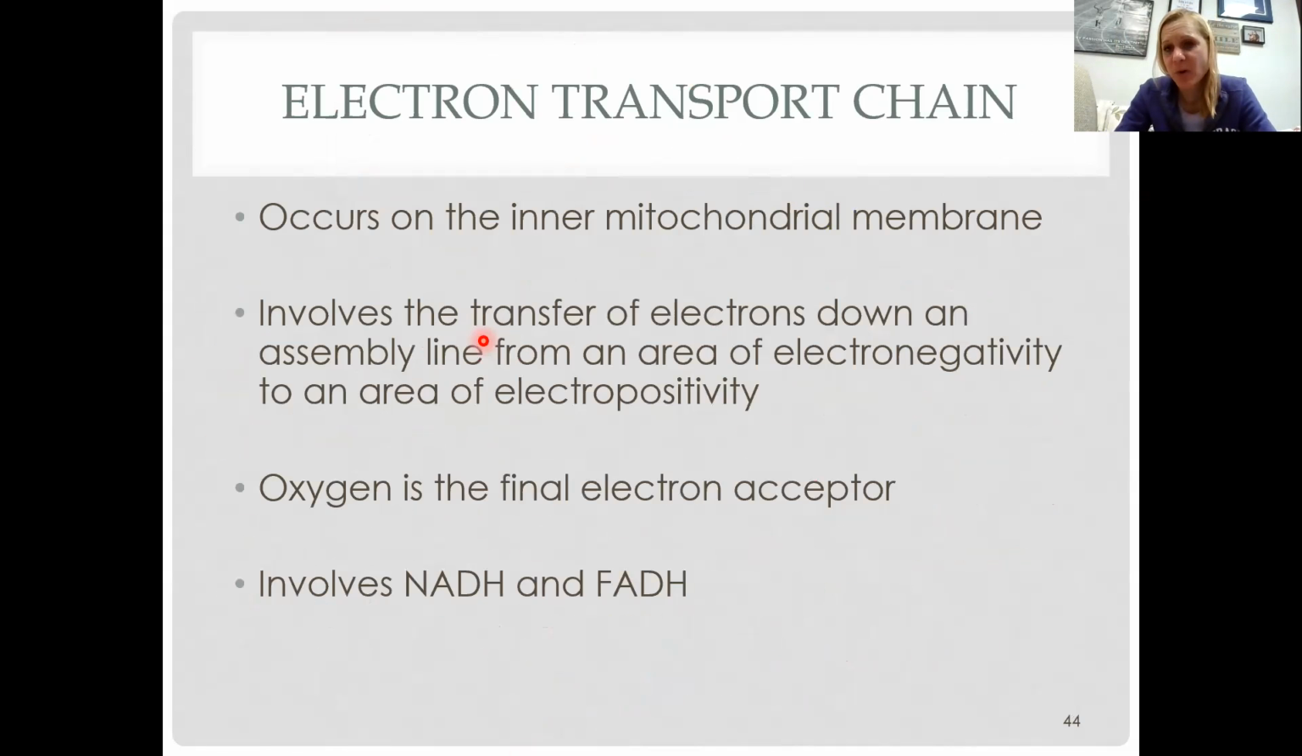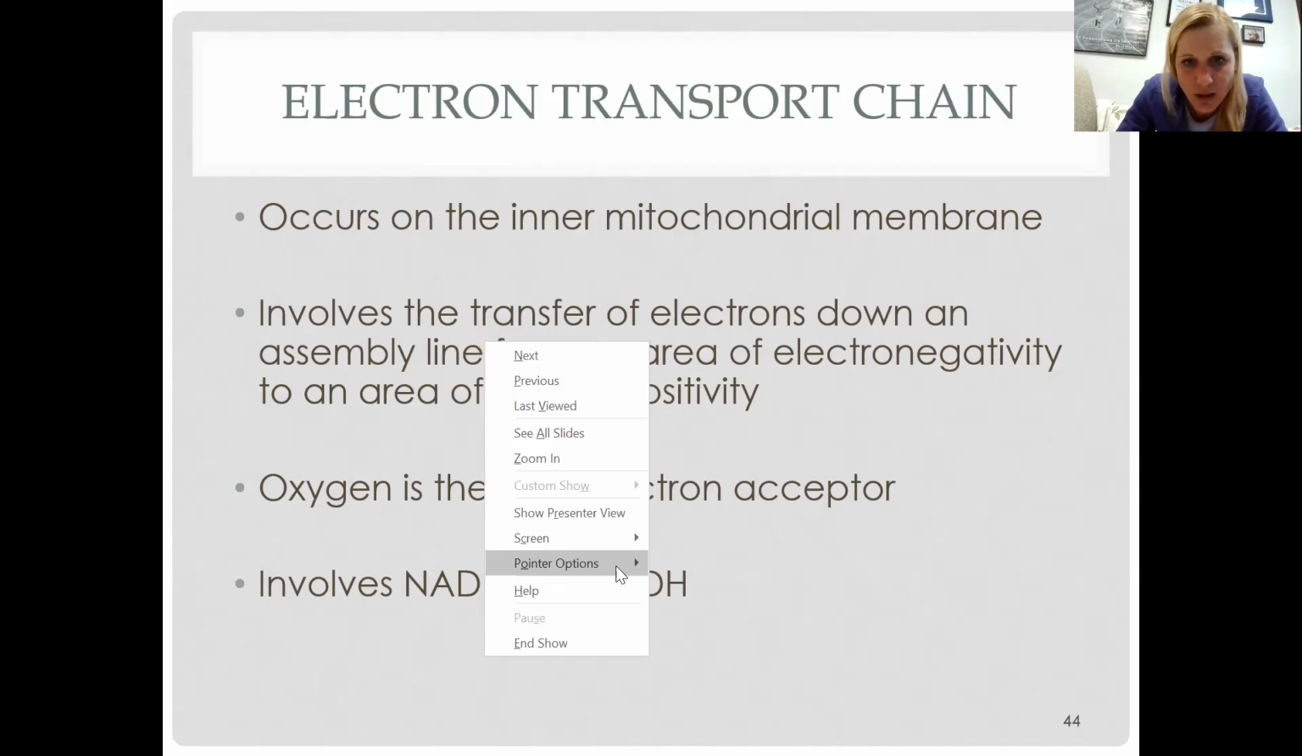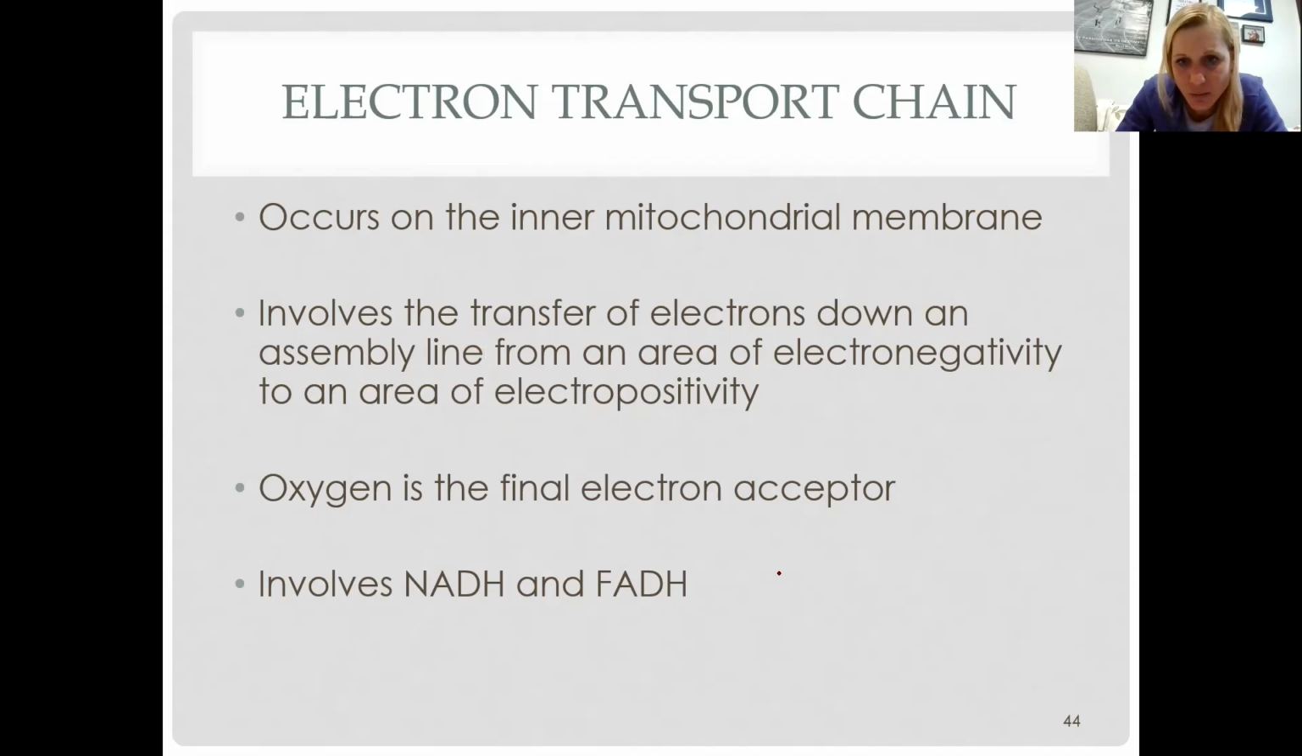Okay. The last process of this aerobic pathway is known as the electron transport chain. And again, this will also occur within the mitochondria on the inner mitochondrial membrane. So again, let me draw you a little picture here, take you back to that high school biology class. Mitochondria kind of looks like a mandarin orange.